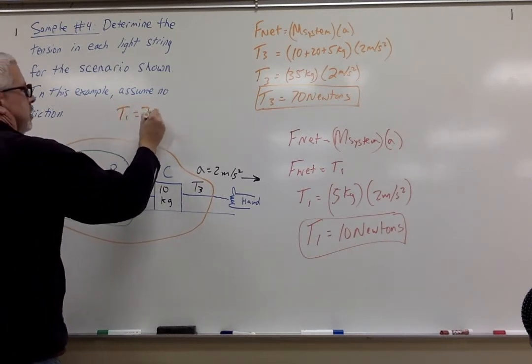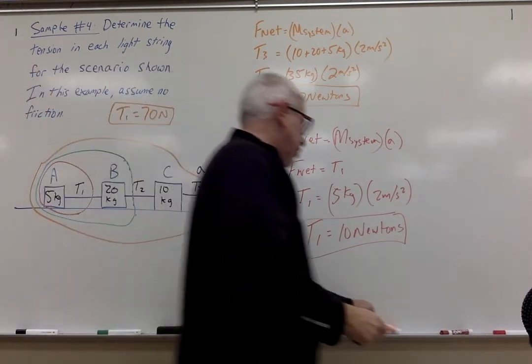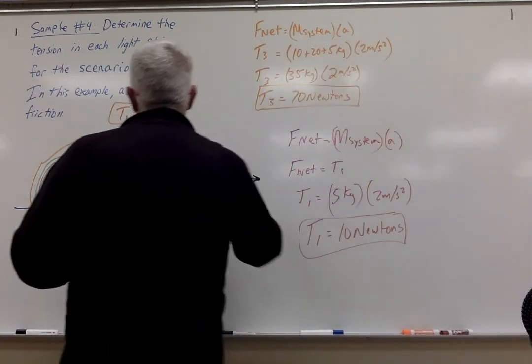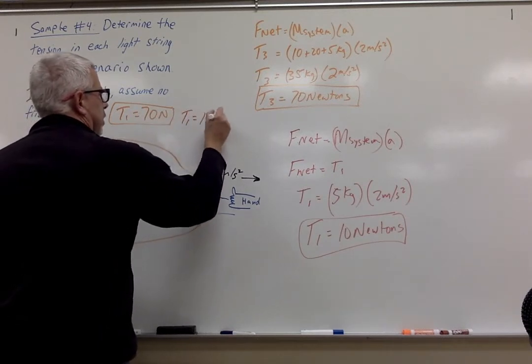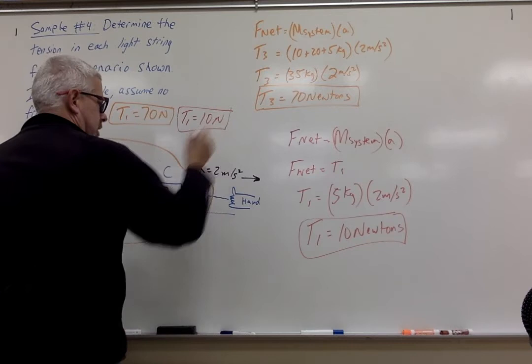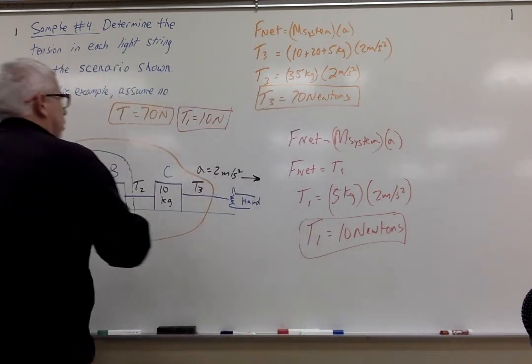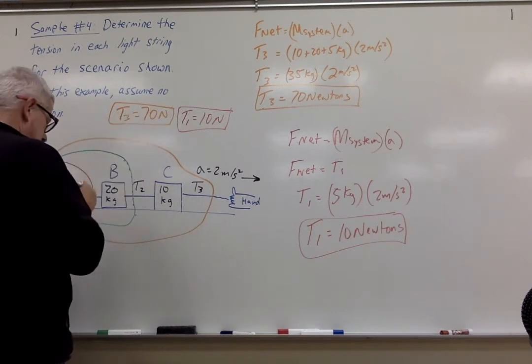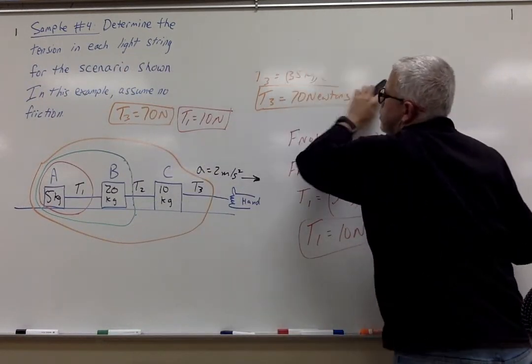T1 is equal to 70 newtons. T3 is equal to 10 newtons. Or pardon me, let's flip-flop that. T1 is equal to 10 newtons. And T3 is equal to 70 newtons. All right, erase we go.